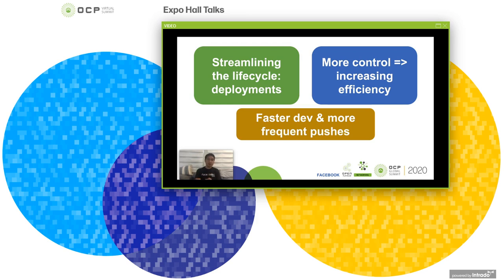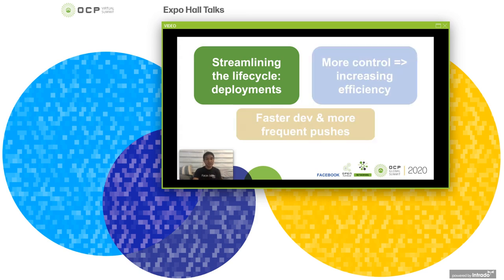Deployments is just part of an overall network lifecycle that we want to streamline. And deployments is a very important part for us to streamline because of the scale that we operate, we're constantly having to deploy new capacity out into the infrastructure. Also, having more control and owning our own software allows us to try different ways to increase our efficiency. And then finally, as part of our software development and the way we operate our network, we want to have much quicker development cycles as well as much more frequent pushes out into the network fleet. So let's go into deployments first.